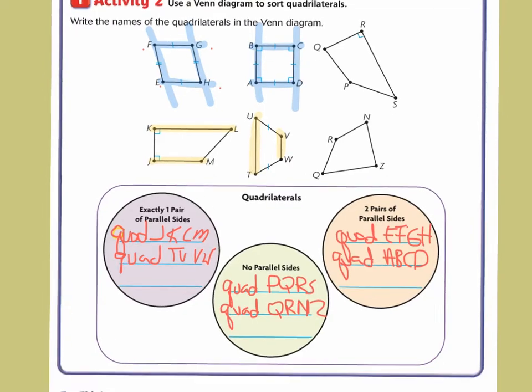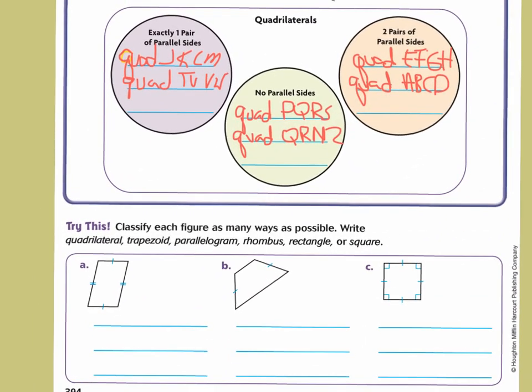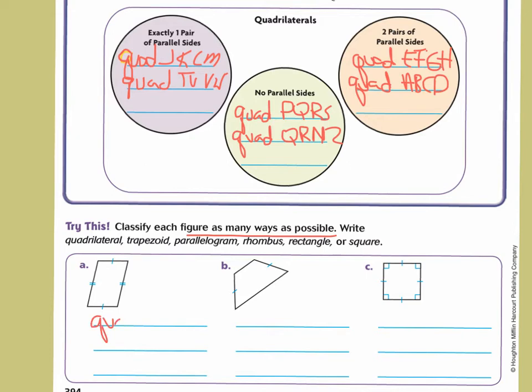Let's shift the page up a little further to the Try This. We're going to be looking at classifying each figure as many ways as possible. And we're going to write quadrilateral, trapezoid, parallelogram, rhombus, rectangle, or square. Now, I know it says as many ways as possible, so I'm probably going to have more than one word. And right off the bat, I hope you can pick up that they're all quadrilaterals. They all have 4 sides. They're all closed. They're not open at all. So each one of these should have quadrilateral.